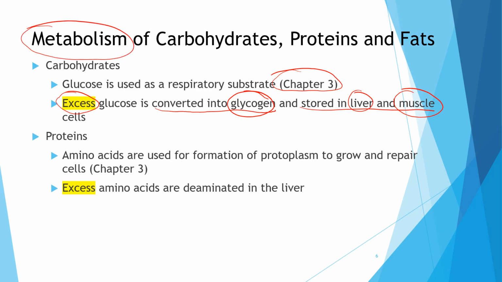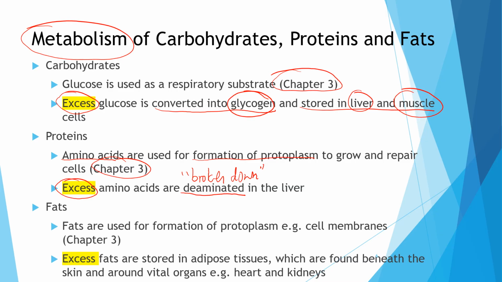For proteins, the amino acids are used, of course, in so many other ways, which you can remember in chapter 3. But again, the excess amino acids, what happened to them? Now, for amino acids, they cannot be stored. Okay, so they have to be broken down, and the liver will break them down. This process is known as deamination. So basically, it is the broken down version of amino acids, which will be elaborated later on in the functions of the liver.